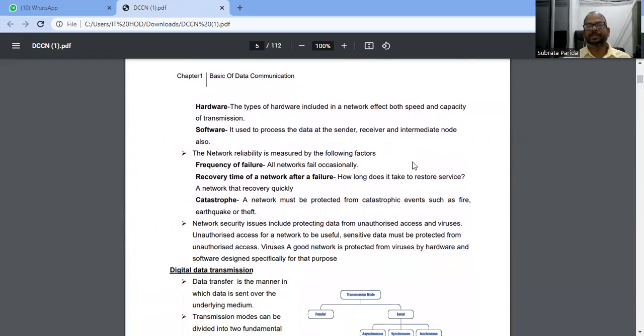The network security is one of the issues. So you should ensure that your network is secured from unauthorized access and virus attacks.